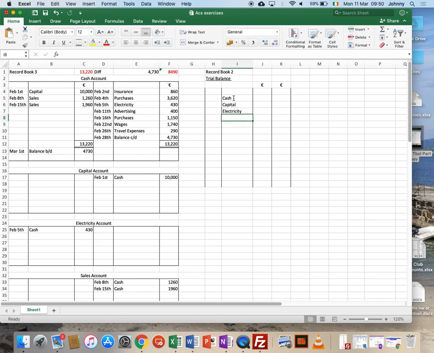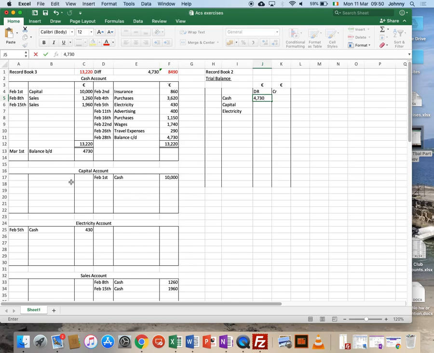Now, the balance BD in this account is on the debit side. These columns here are DR and CR. So I put 4730, which is the balance, on the debit side, because the balance there is on the debit side.